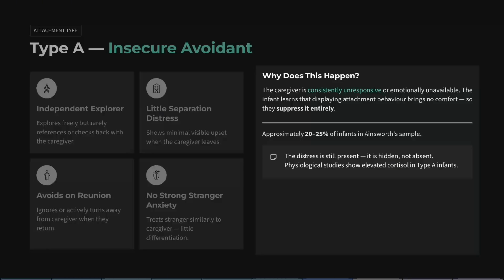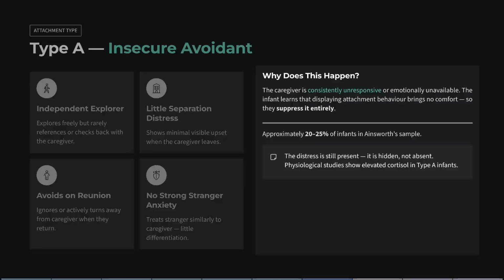And the crucial point here, the distress is hidden, not absent. And this is the most important and most frequently omitted point about avoidant attachment. And here it's flagged clearly. The distress is still present, it is hidden, but it's not absent. Remember that.